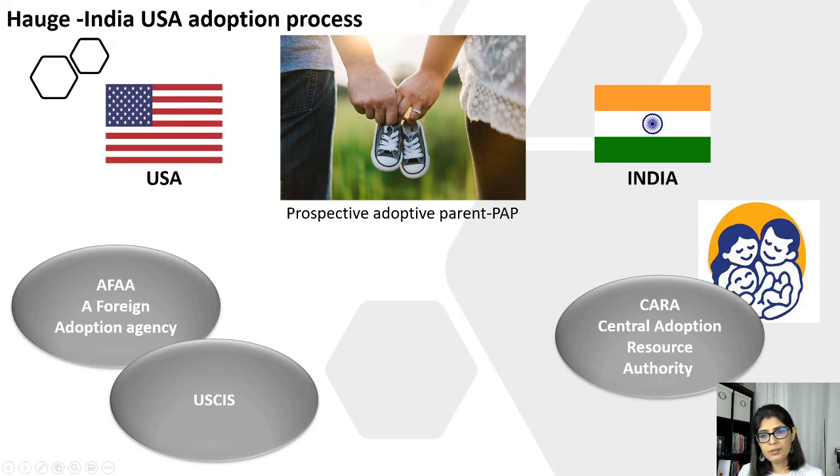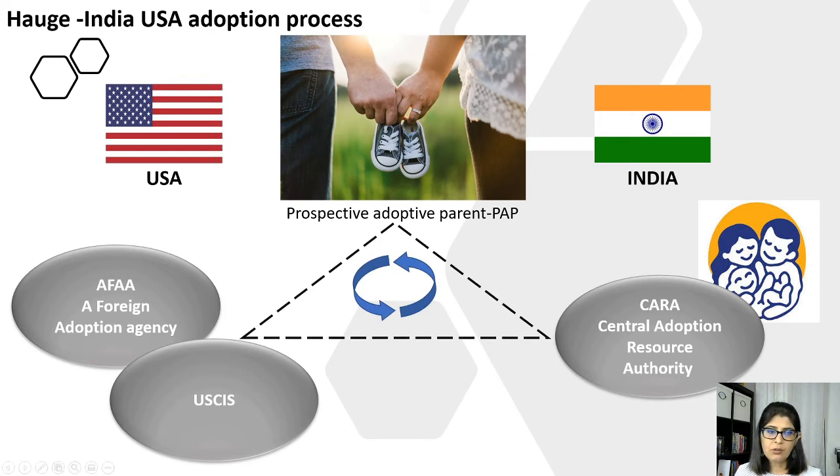Once you have applied to CARA, after the process is completed and the child has to be migrated to the US, USCIS plays a very important role in ensuring the child is migrated to the USA. And post-adoption also, AFA has to send the reports back to CARA to regulate that the child is integrated into a family and the family is safe for the child. So all three authorities play a very important role pre and post adoption, and they're going to work very closely with the prospective adoptive parent throughout the process.